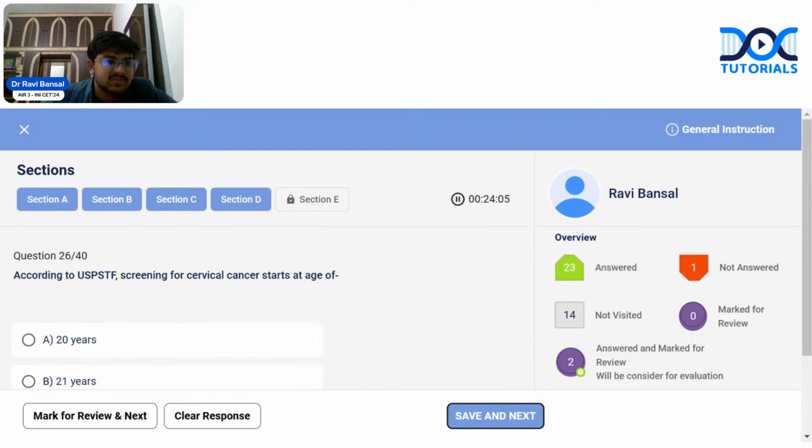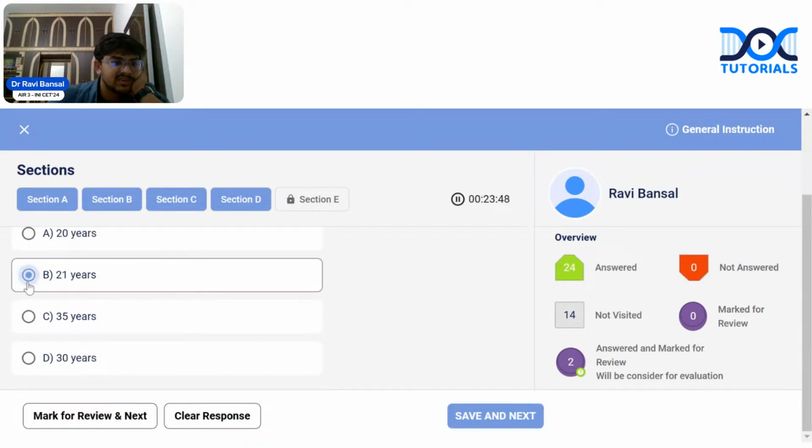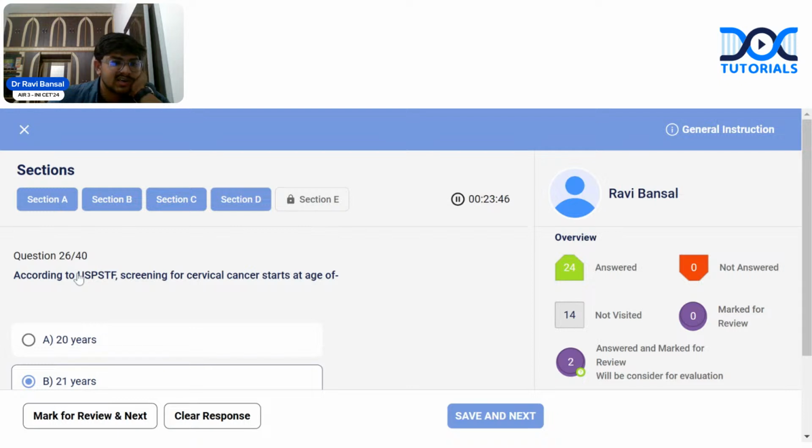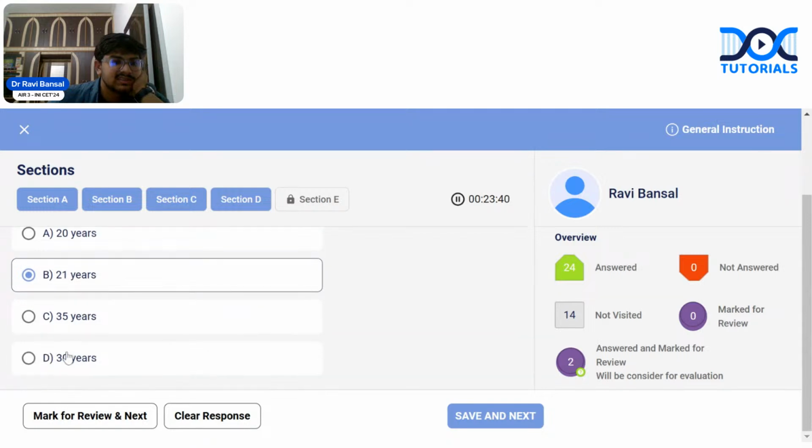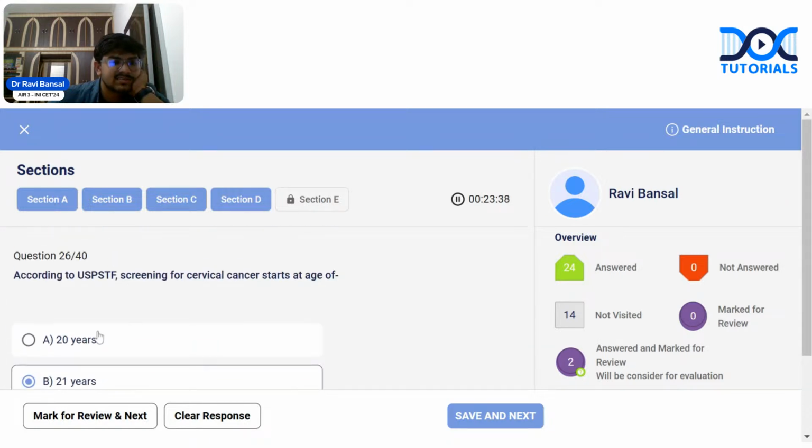According to USPSTF, I do not know what this is. Screening of cervical cancer starts at the age of... So like 21 is from the Federation of Gynecologists of the US, that says about 21, and WHO says third and fourth decade. So like US, I think that 21 years they want to ask. 30, 35, 20 is not the right answer.